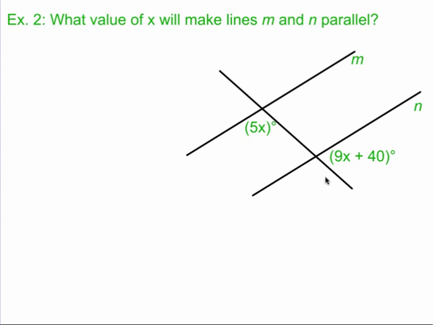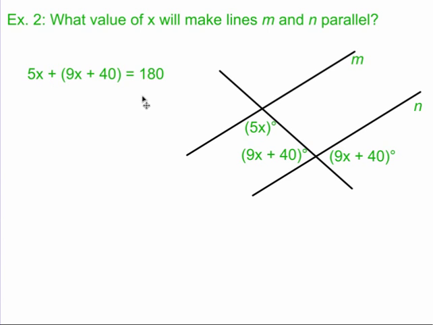But if we think about this, we know that if this angle here is 9x plus 40 degrees, then by vertical angles, so is this angle here. Right? Vertical angles are congruent, so their measures are the same. So if this is 9x plus 40, so is this one. All right, well now, my 5x degrees and my 9x plus 40 degrees, these are now consecutive interior angles, meaning we know they're supplementary. So I'm able to set up this equation. Because they're supplementary, I know 5x plus 9x plus 40 equals 180.